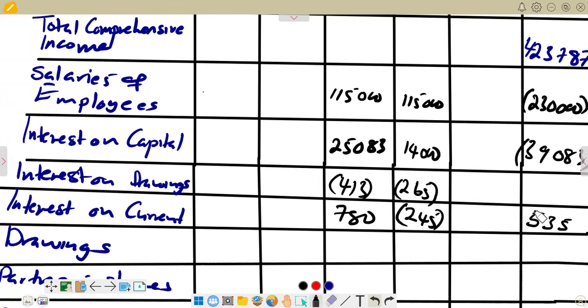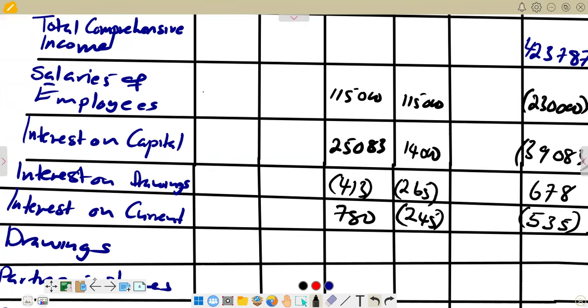So we are saying 678. So this is what we have. So this one, if you say 780 minus 245, you get a positive 535. But we are supposed to subtract. If it's a positive, here, it's supposed to be negative. So here we are also supposed to show it in brackets.